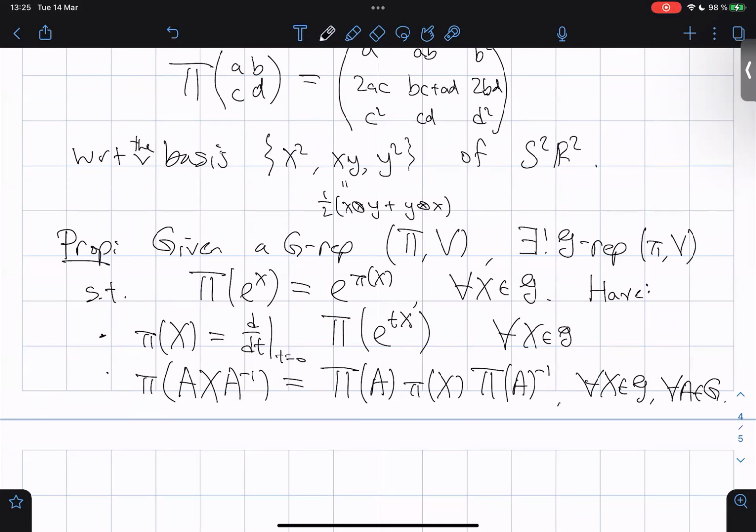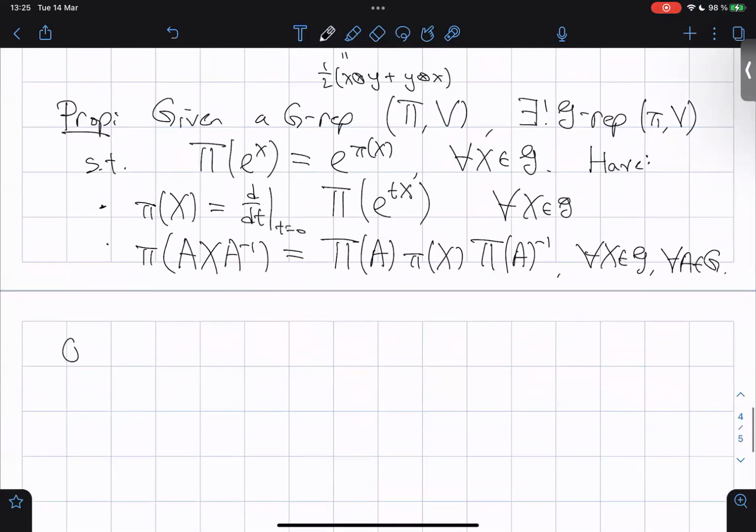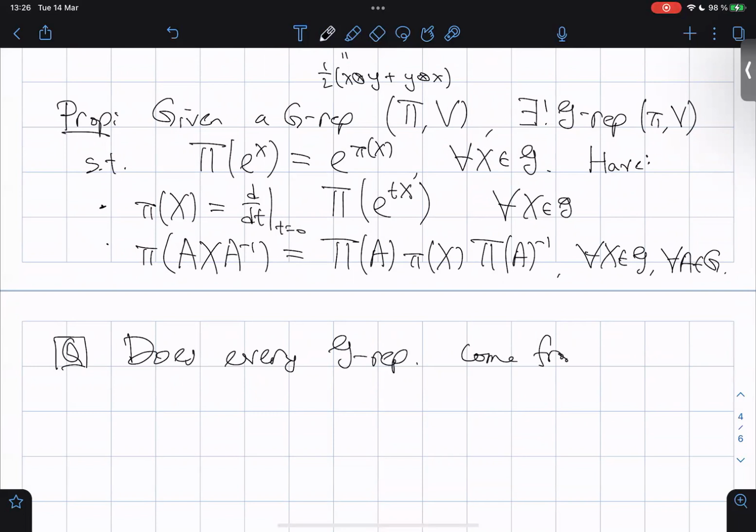Okay. And you could ask the question about going the other direction. Does every little g representation come from a big G representation? Question. So does every little g representation come from a big G representation? And the answer is no.